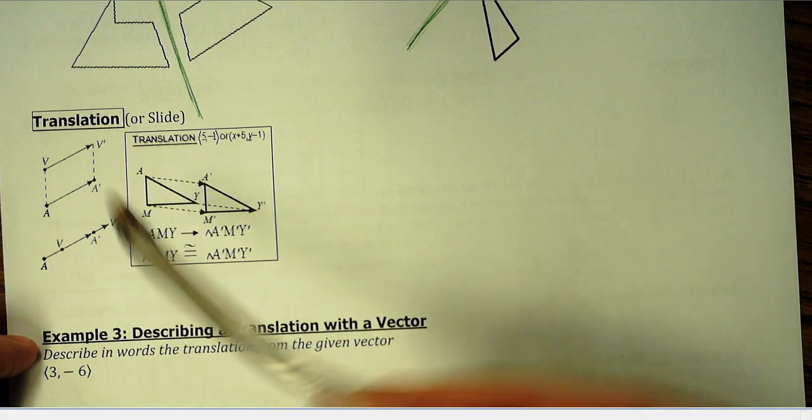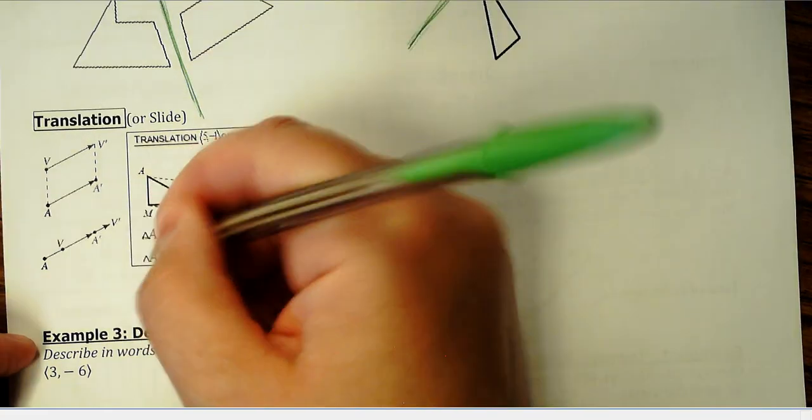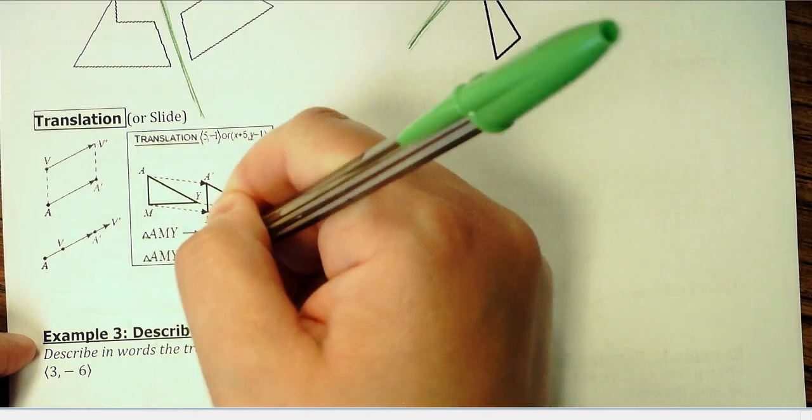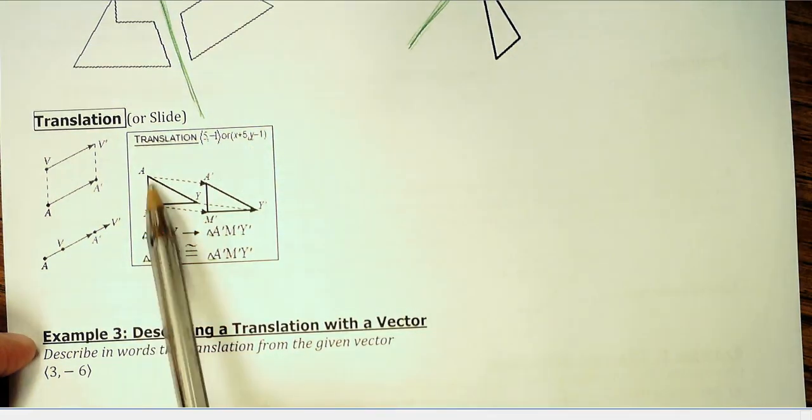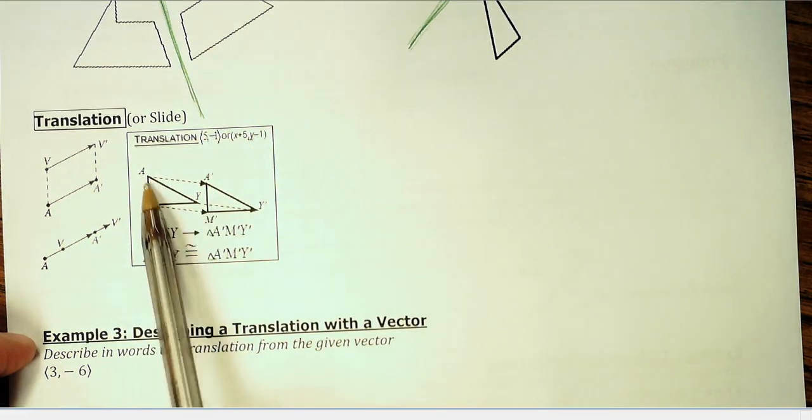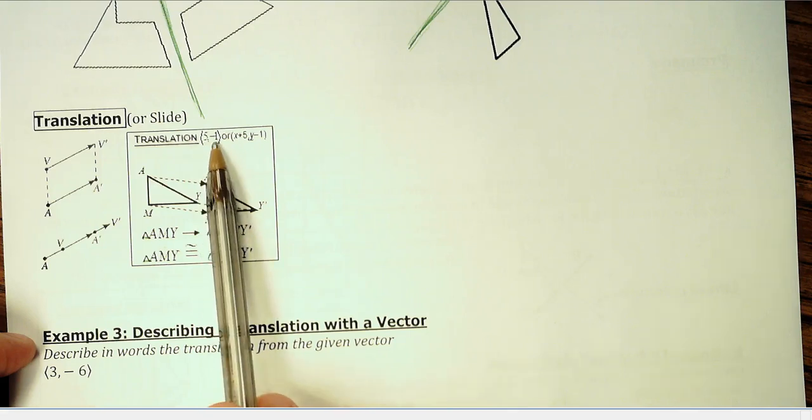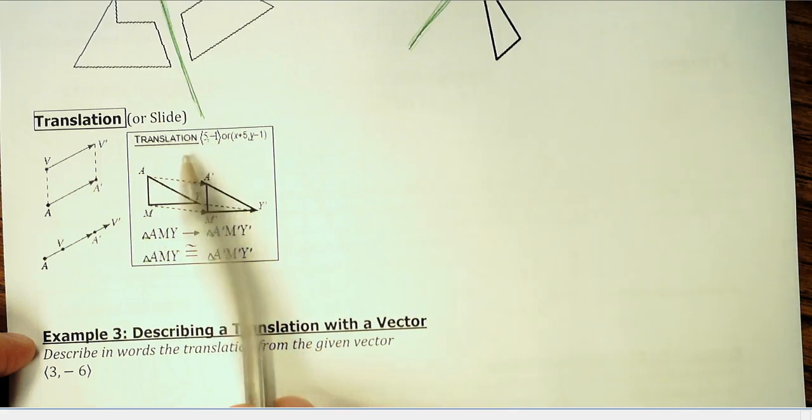So, forgive me, the little triangle symbols didn't print out here on my paper very well. So this is triangle AMY, so what we're doing is translating 5, 1. Okay, there's several ways this can appear.